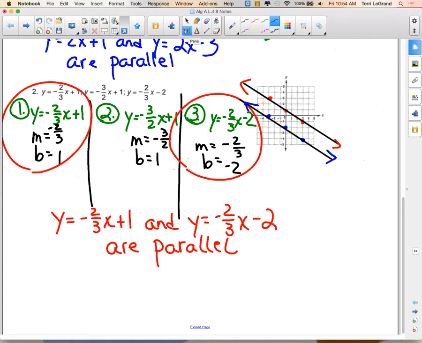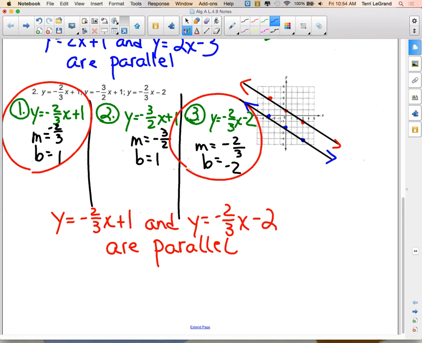Again, we should be saying to ourselves they both have a negative slope, so they both should be falling from left to right. And we decided they were parallel, so do they look like they will ever touch? No. So they are parallel lines.